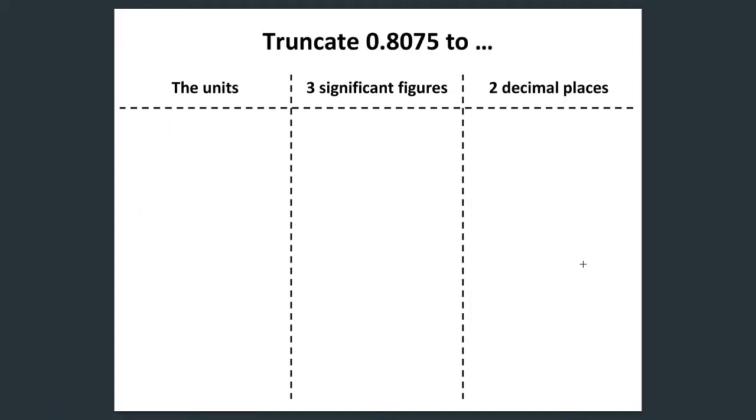Truncate 0.8075 to the units. So the unit is here and everything after that is going away. So the answer is just going to be 0 because we don't truncate. The units has no value here. So once we get rid of them, it doesn't make a difference. It's going to remain having no value.